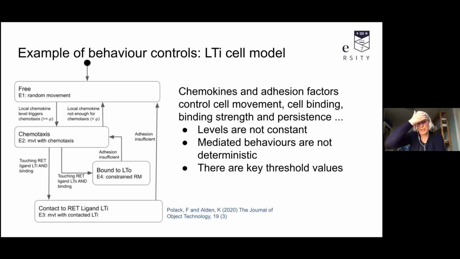And if you want a little bit of evidence, and I will skim through this quite quickly, here's one of those original state diagrams from the platform model. And you can see, if you can see the labels, we've got things like chemokine level triggers chemotaxis or does not trigger chemotaxis. We've got touching RET ligand LTI and binding. So we've got this reference to binding using the adhesion factor, which isn't spelled out. The up arrow on the right-hand side, adhesion insufficient. The upside down L-shaped arrow on the right-hand side, adhesion insufficient. So there's a lot more going on than simple parameters and simple measurement problems.